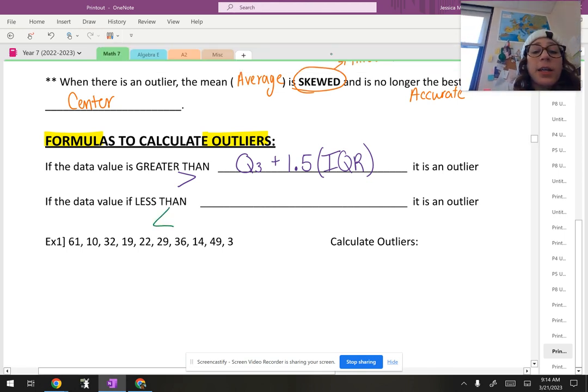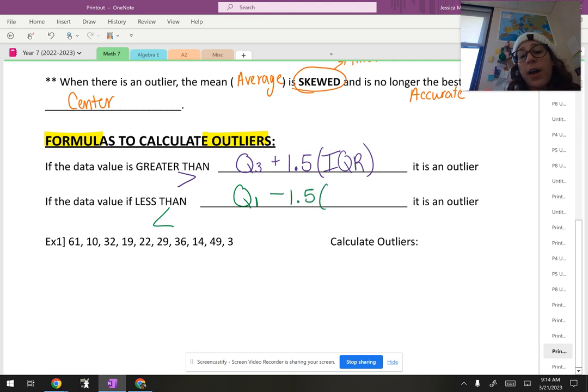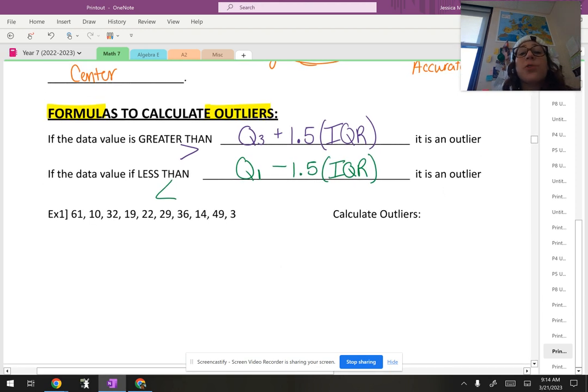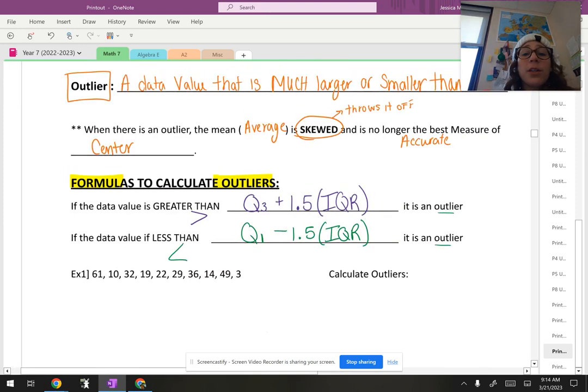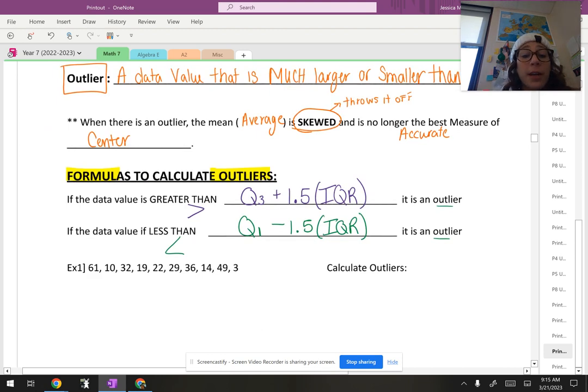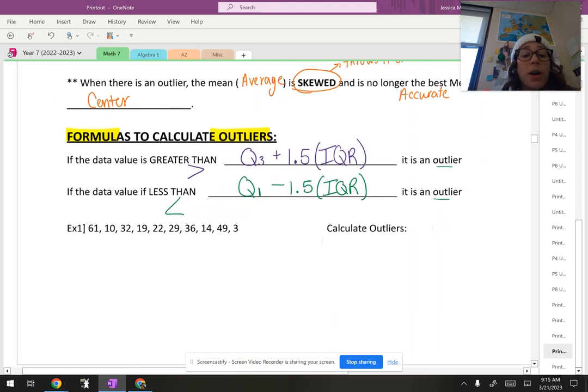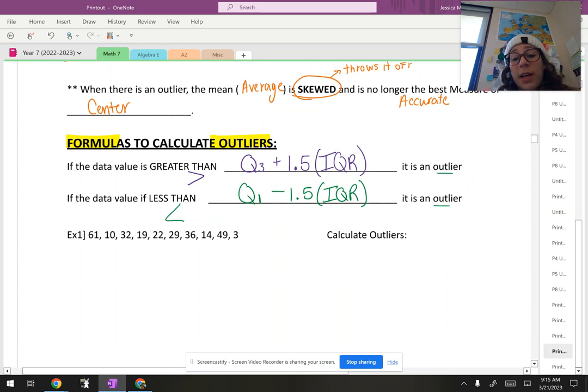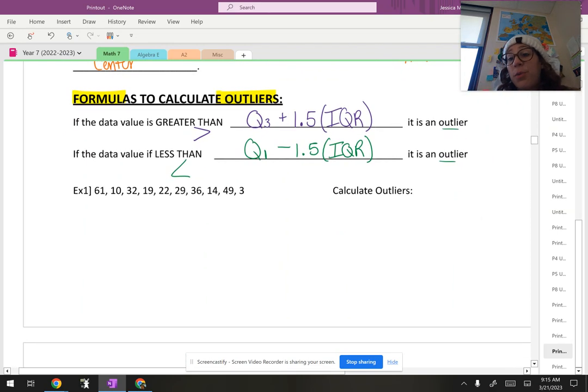And on the flip side, if you take quartile 1 and subtract 1.5 times the interquartile range, if you have a number in your data set that is smaller than that number, then it is considered to be an outlier. We are going to look at example 1 next. I'm going to start off by reorganizing and ordering that list to start with, so maybe you want to do that as well.